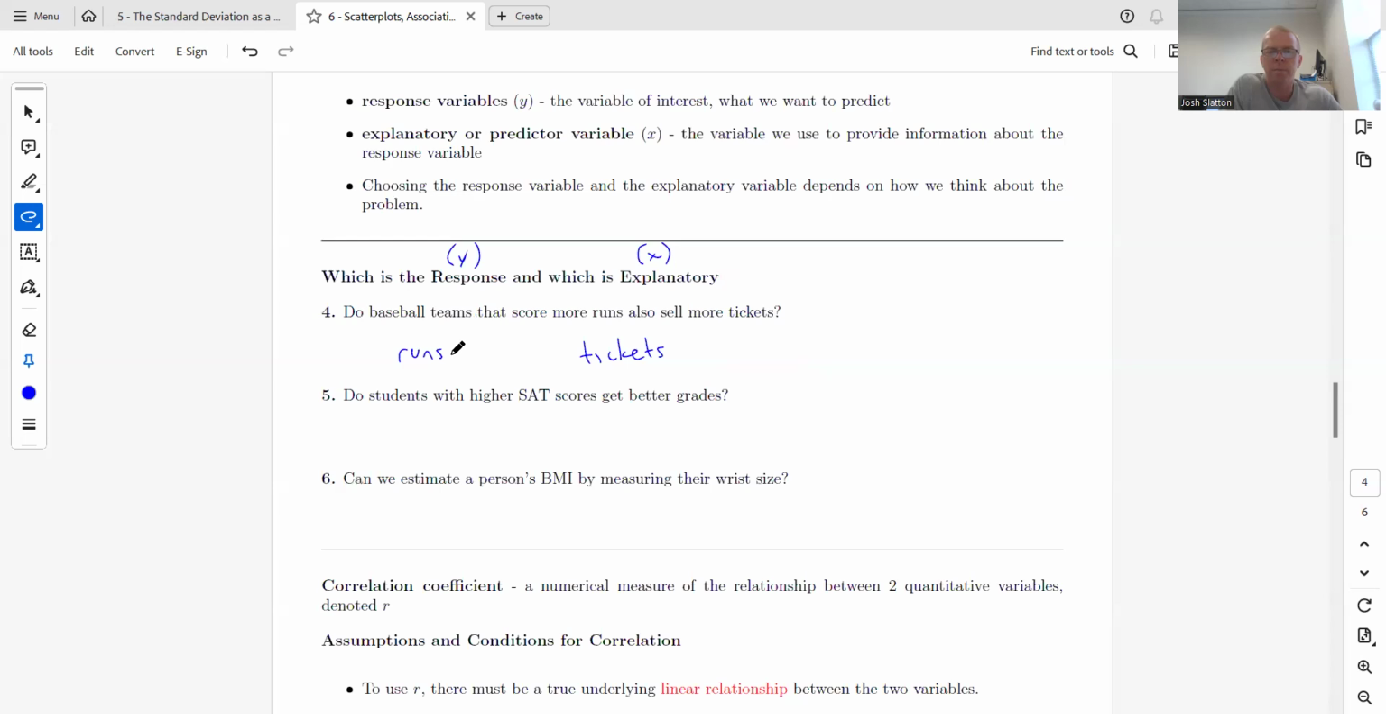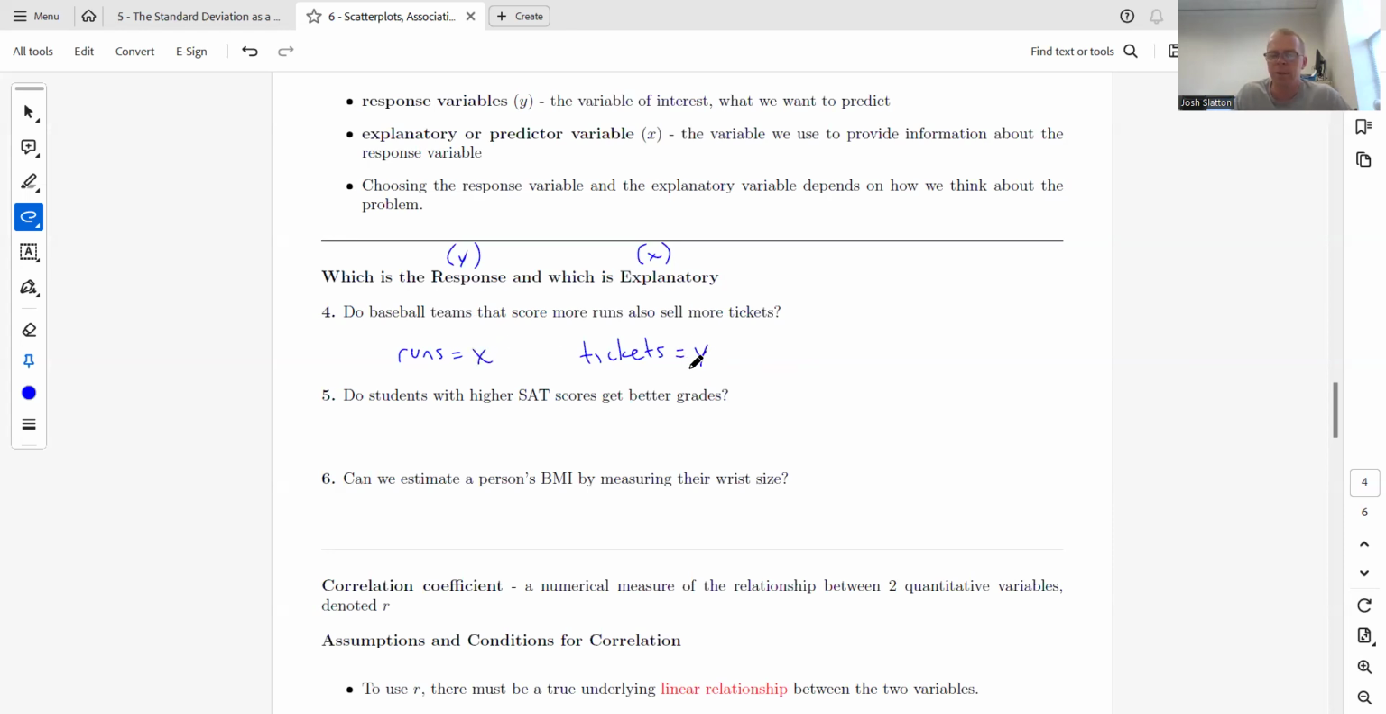Sometimes the way you decide is which would come first. The way the question is worded can usually indicate which they're considering to be first and which chronologically comes second. So in this case, more runs seems like it comes first, more tickets seems like it comes second.